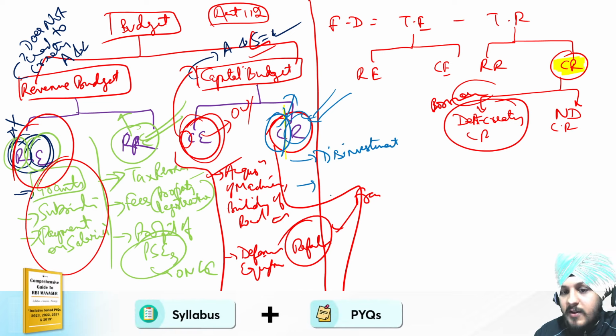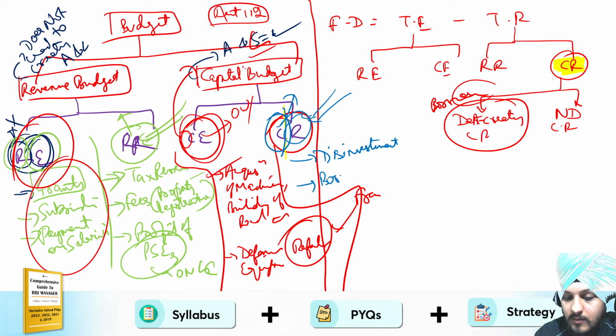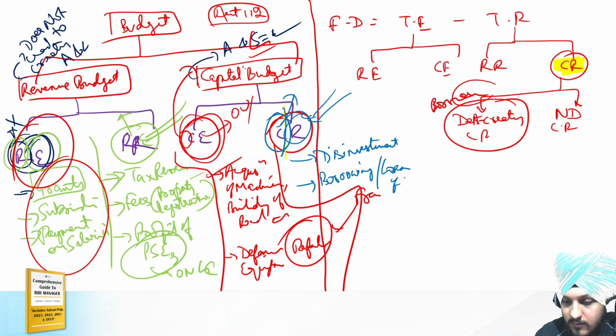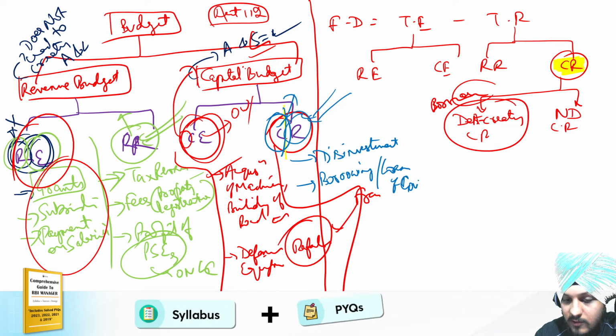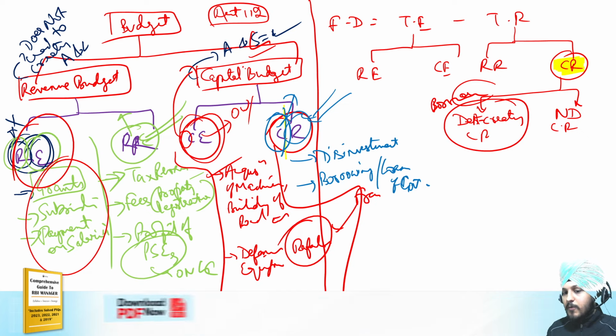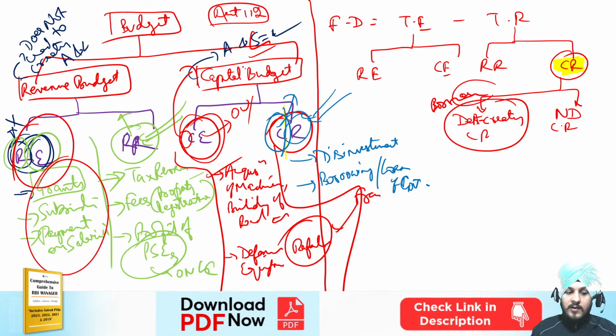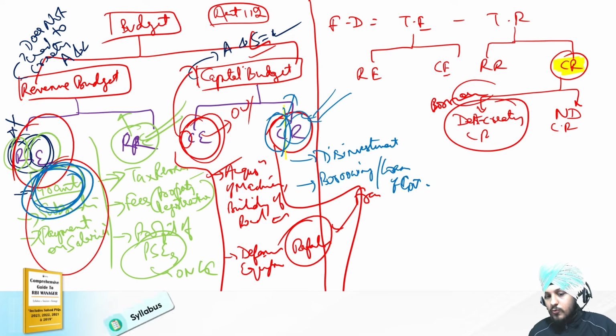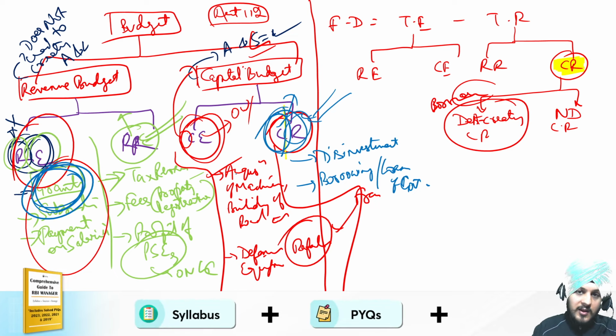Another example can be the borrowings or the loans of the government. So why are the loans or the borrowings of the government part of capital receipts? Because these are the liabilities of the government. So a loan is a liability of the government, because when we take the loan, in return we have to pay the interest also. So that's why it is a part of capital receipt.